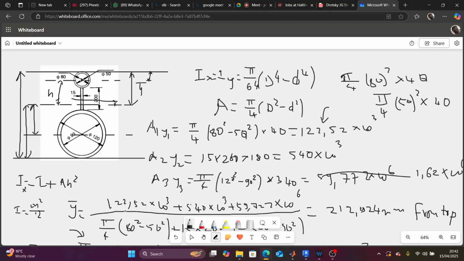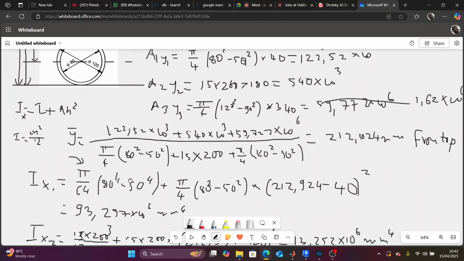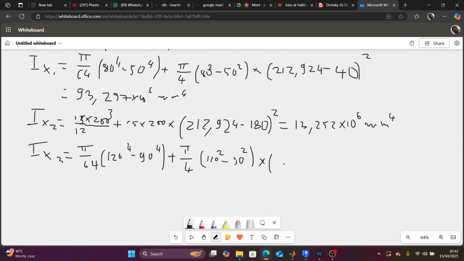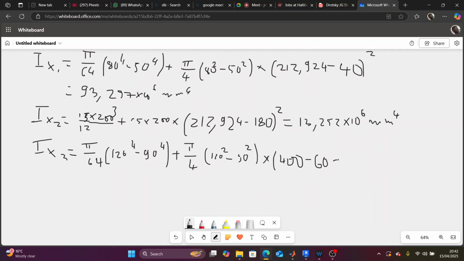Can you give me the total length? I'm going to write it like that. What is the total length? So it's 180 plus 200 plus 120. Total length, it's 400. Okay, we have 400. Can I say 400 minus 60? Do you agree with me? Minus y bar as well. Okay, now calculate. What is the answer?